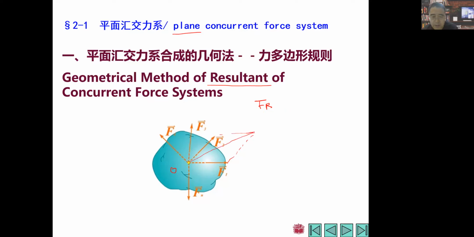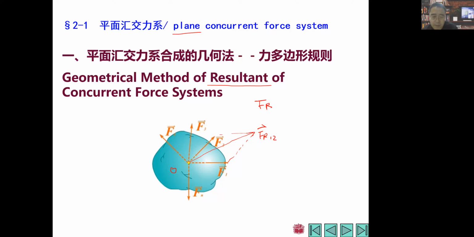We can call that FR12. FR12 means it is the resultant force of F1 and F2. That is, we use the first principle, right? We use the first principle to find the resultant force of two forces which intersect at one common point. So this FR12 will have the same effect as F1 and F2.